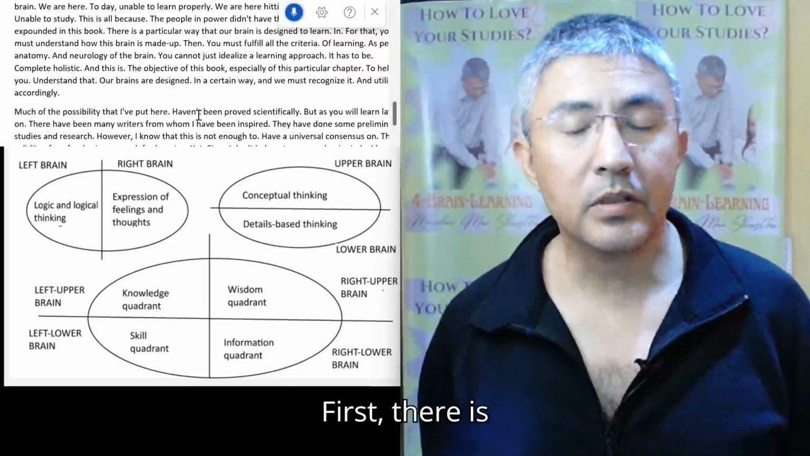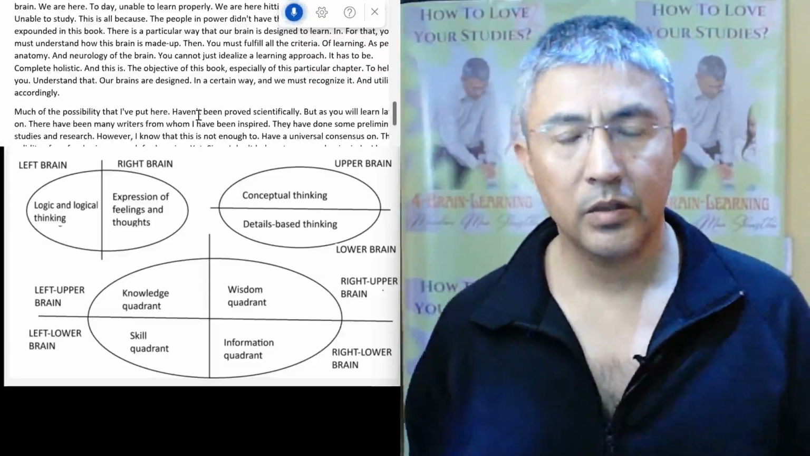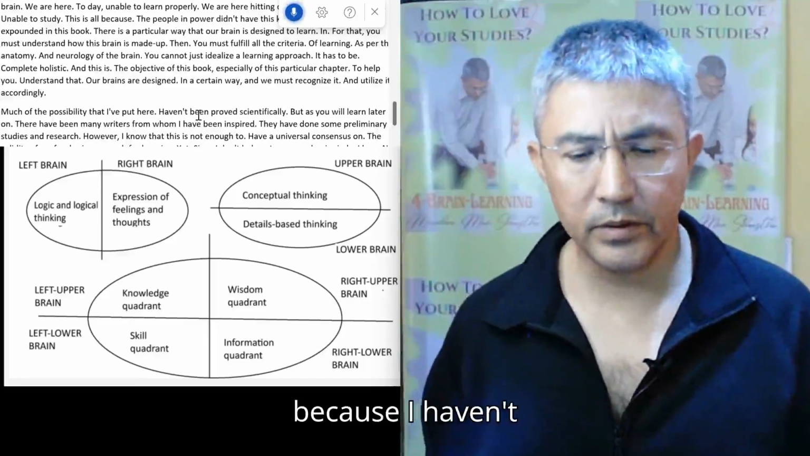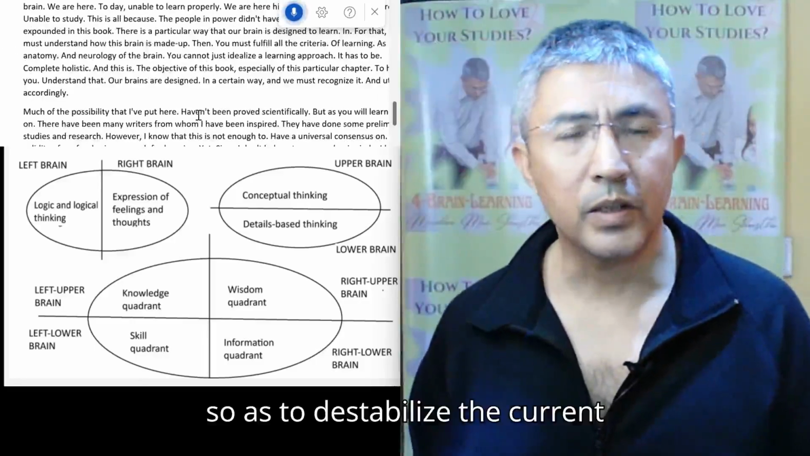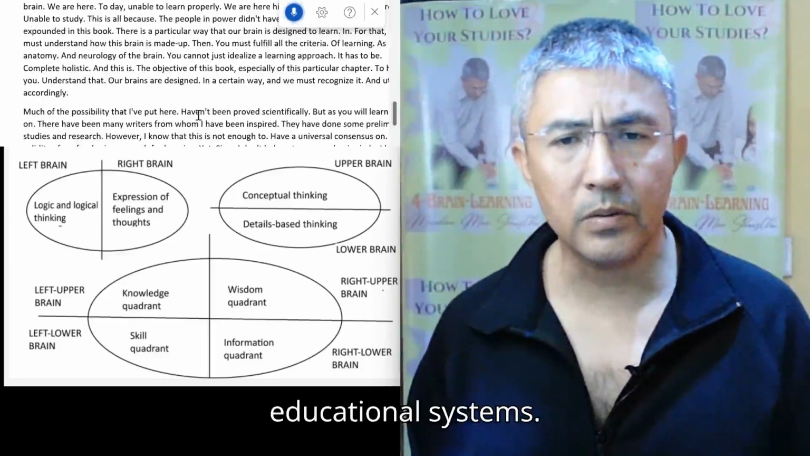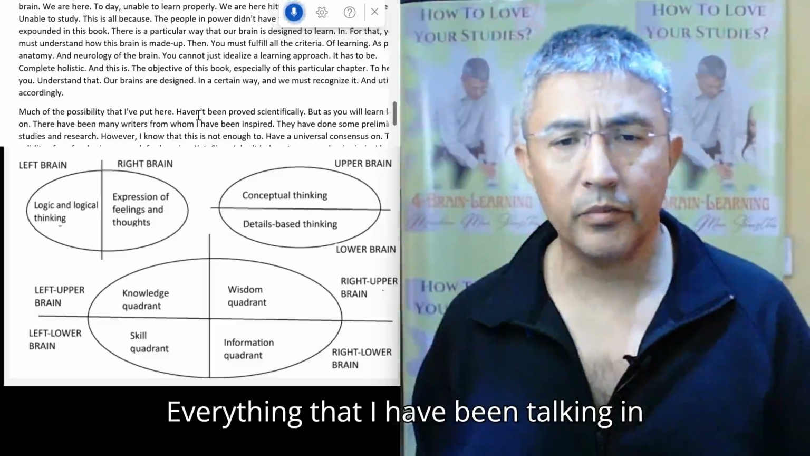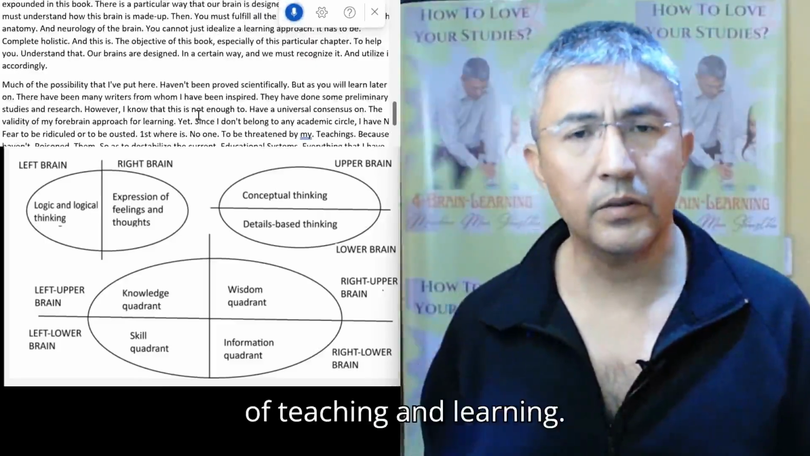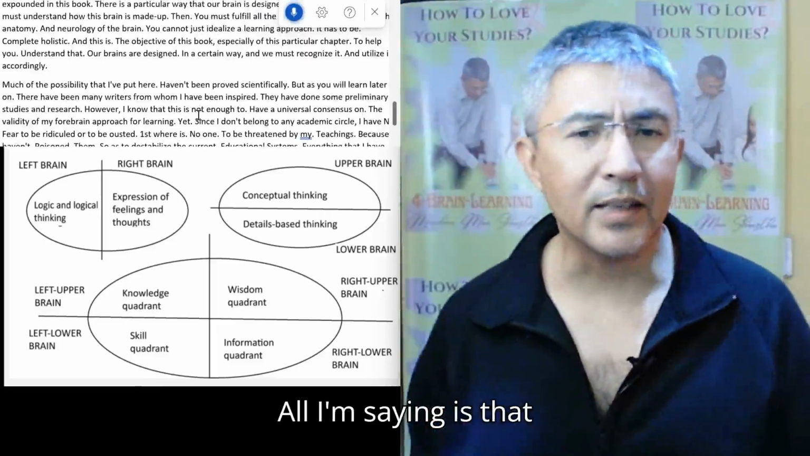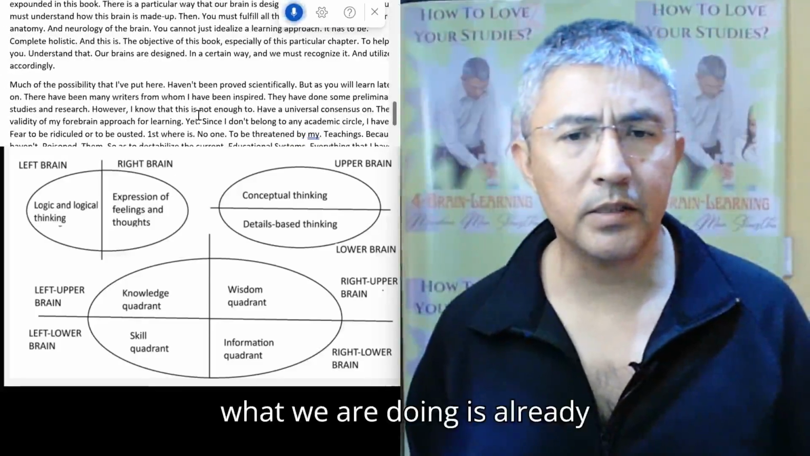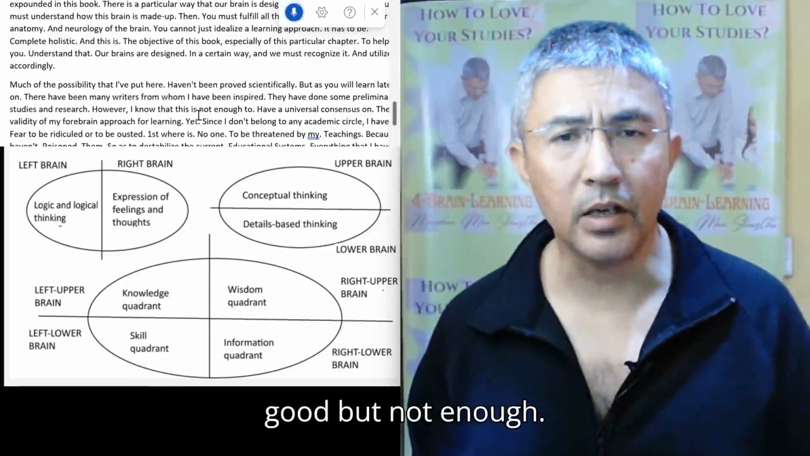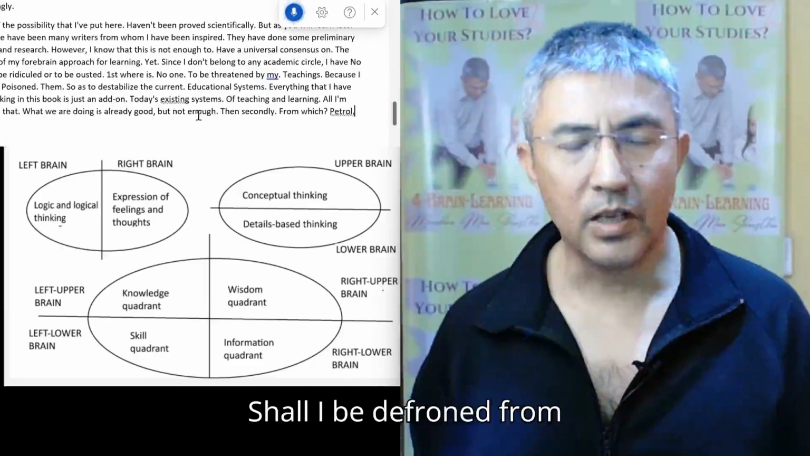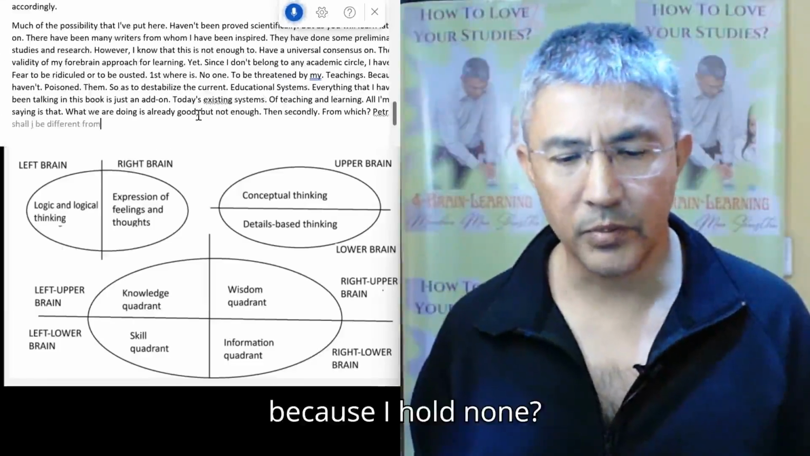Yet, since I don't belong to any academic circle, I have no fear to be ridiculed or to be ousted. First, there is no one to be threatened by my teachings because I haven't positioned them so as to destabilize the current educational systems. Everything that I have been talking about in this book is just an add-on to the existing systems of teaching and learning. All I am saying is that what we are doing is already good, but not enough. Then, secondly, from which pedestal shall I be dethroned because I hold none?